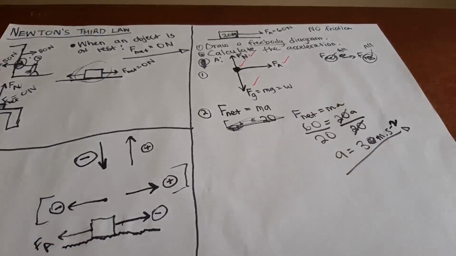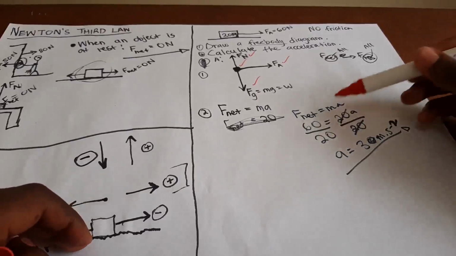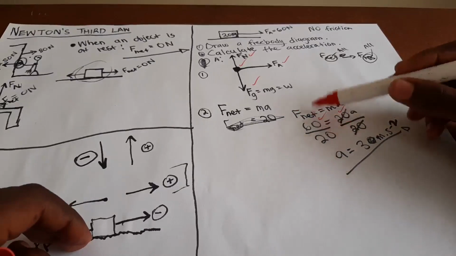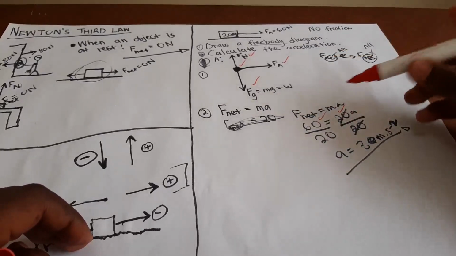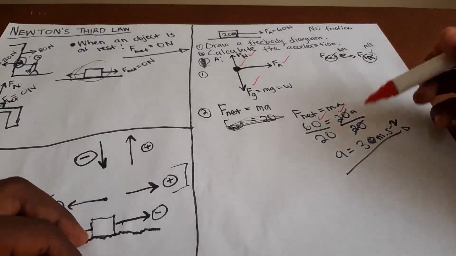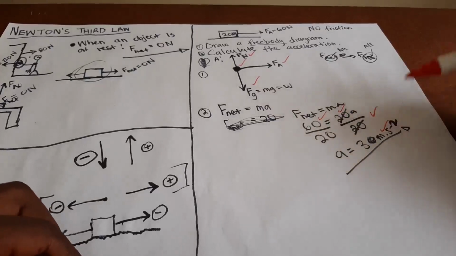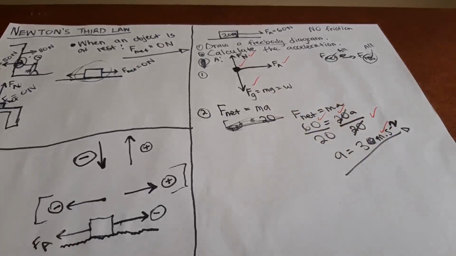So this is correct. The substitutions are correct. The net force was 60, the 20 is the mass of that object, and then the acceleration. So these are your calculations, and your answer is correct. That's how it goes.